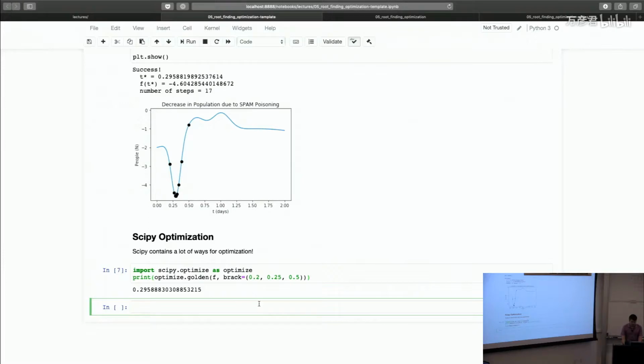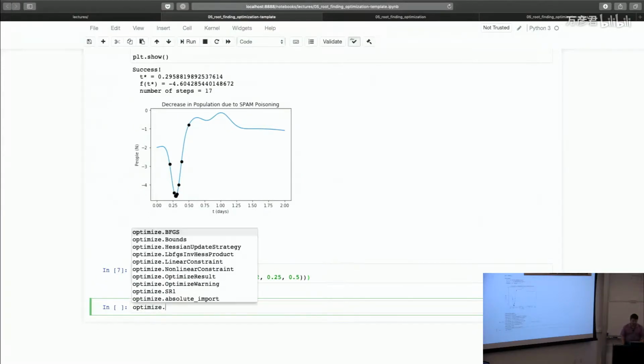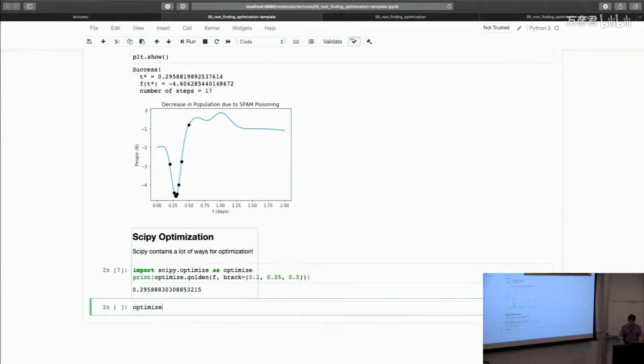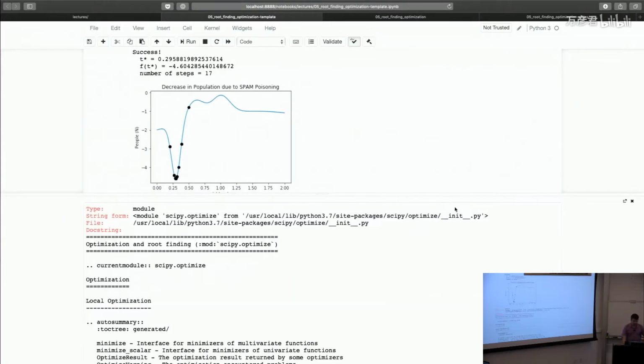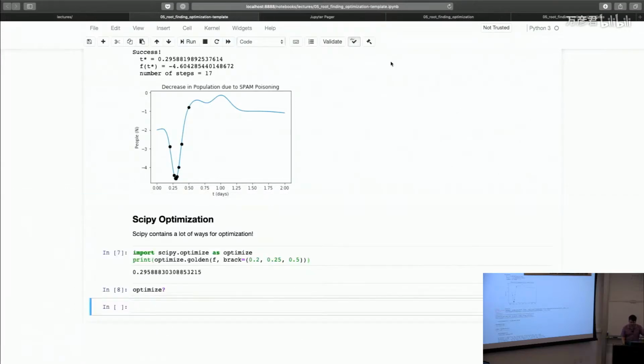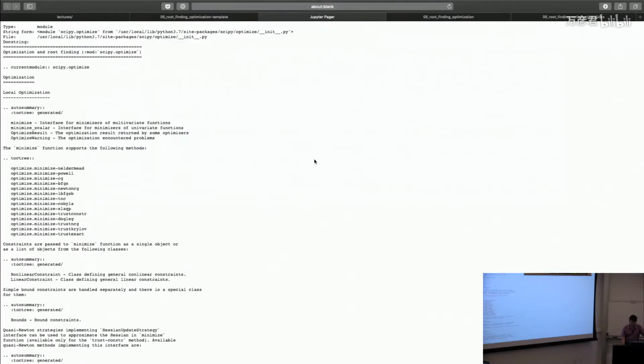In order to look at this, you can say optimize dot tab, and you can see all the different types of optimization in here. There's a huge amount of them, including things that deal with constraints. So a constraint would be, I want you to minimize this function, but I don't want an answer that's less than 1, for instance. There's all sorts of other more complicated versions of that. If you want to see the entirety of the package, because there's a lot here, pull this up.